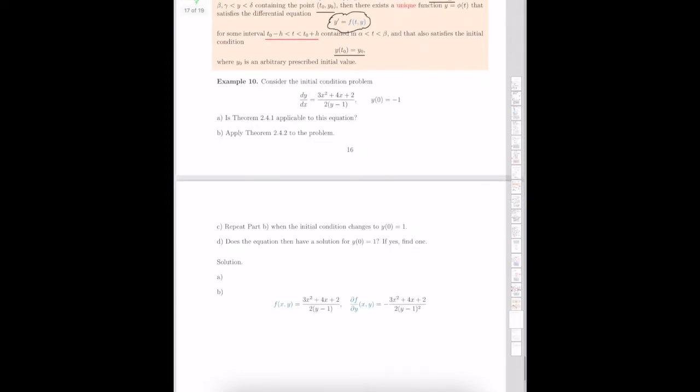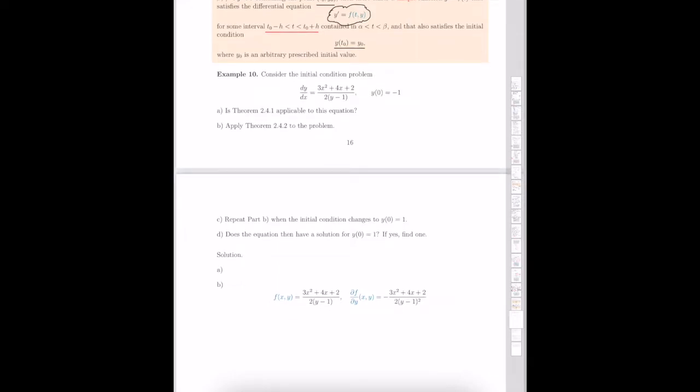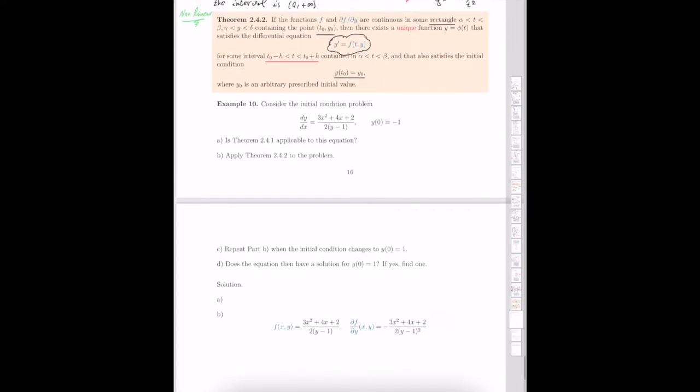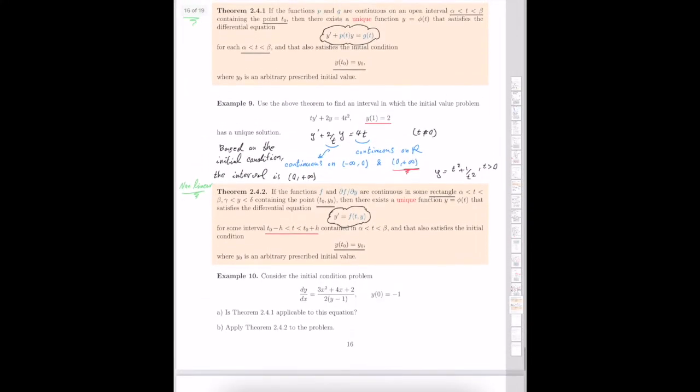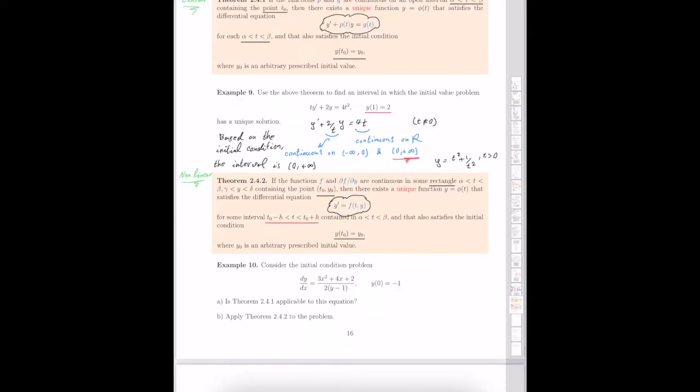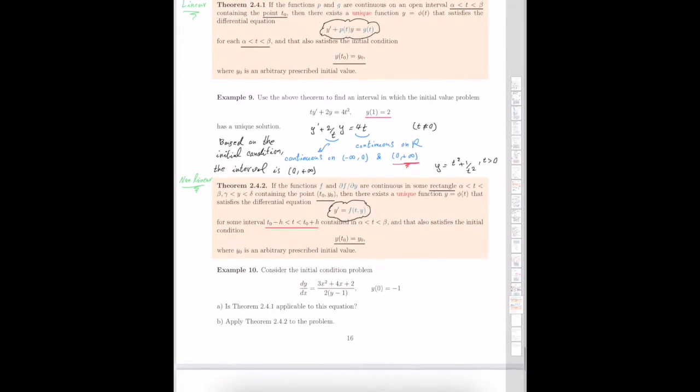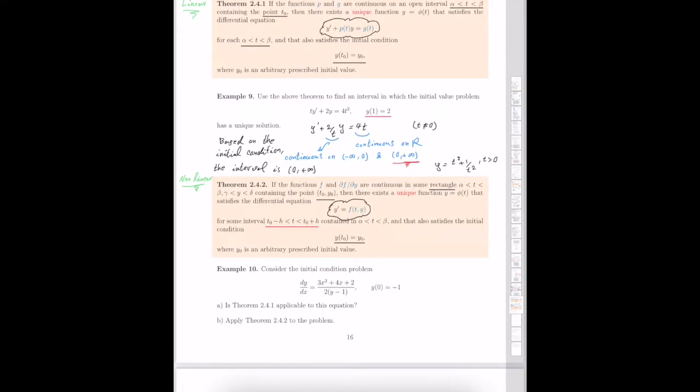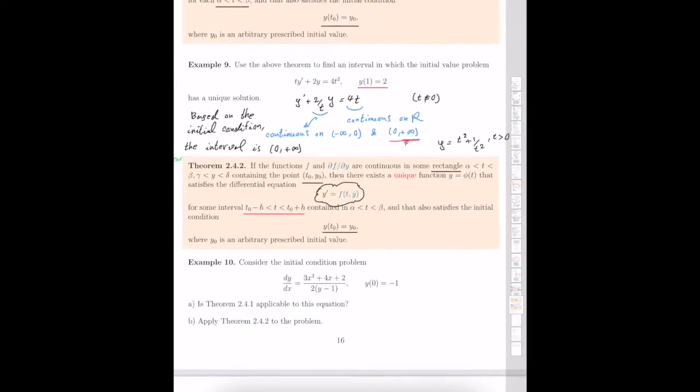Example 10 says, consider the initial value problem here, y prime equal to this term, and we have 4 parts to answer. Part A says, is theorem 2.4.1, which is for linear equations, applicable to this equation? Now, if this is going to be applicable, you need to have a linear differential equation. Clearly, this is not linear, right?